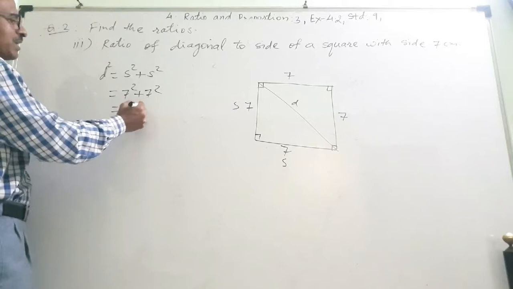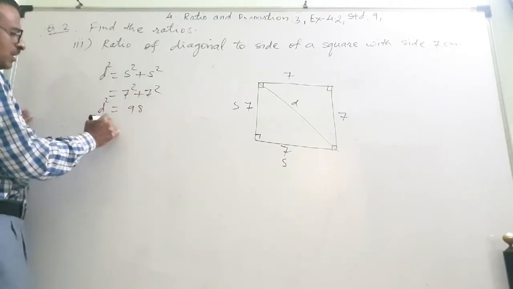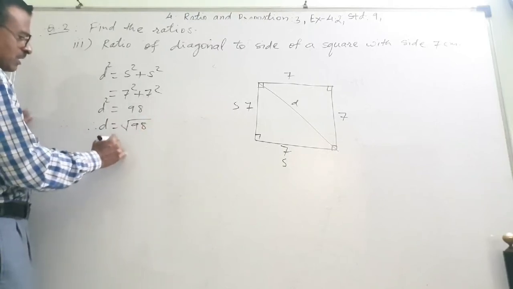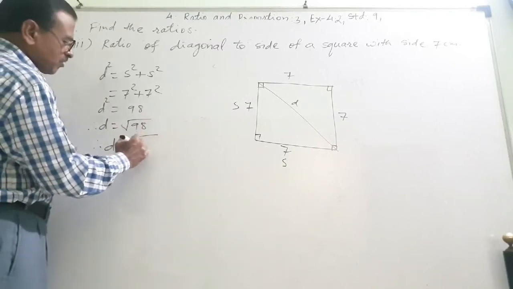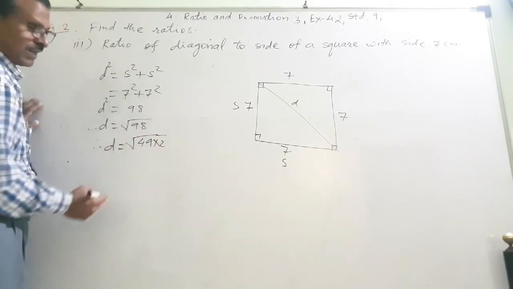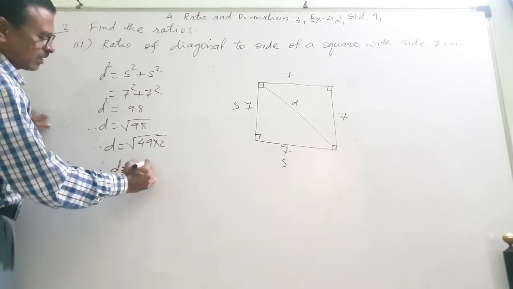That is equal to 98. This is 49 plus 49. D square is equal to 98. Therefore, D is equal to root of 98. Therefore, D is equal to, this is 49 into 2. So, root of 49 is 7. Therefore, D is equal to 7 root 2.